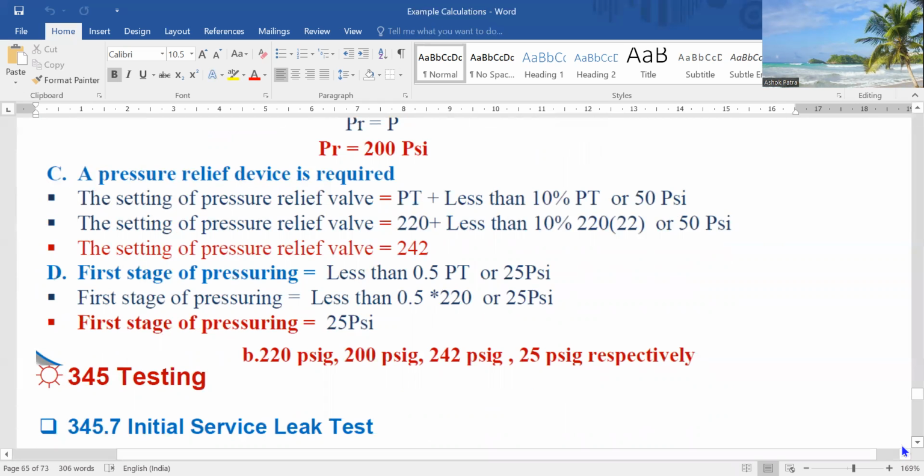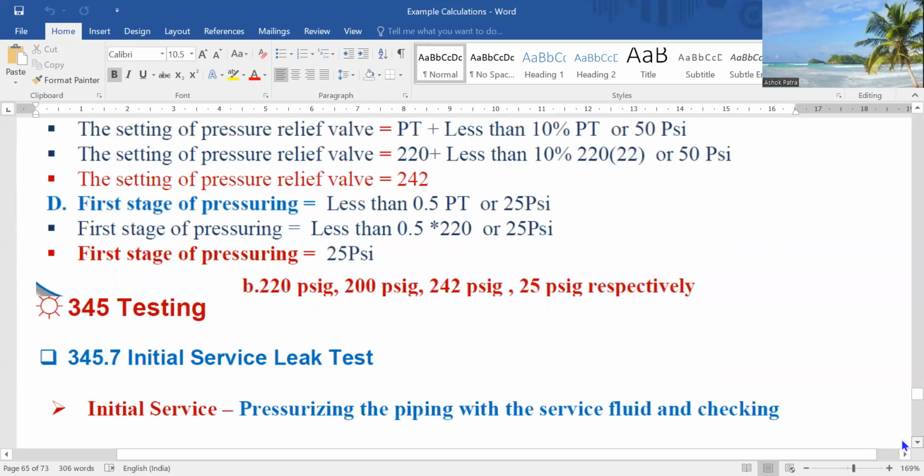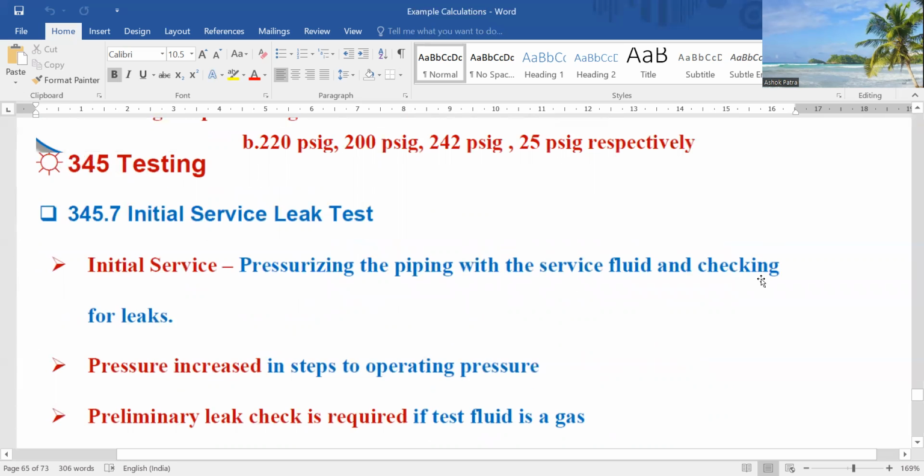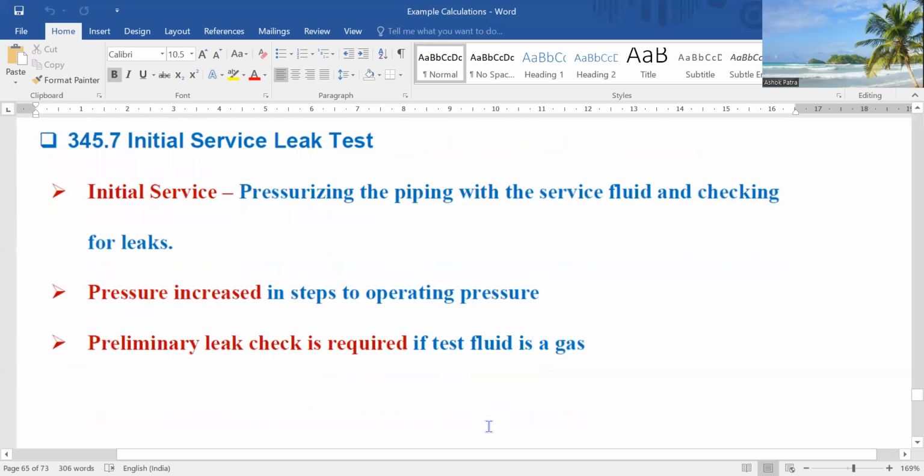Testing: initial service leak test. Initial service pressurizing piping with service fluid and checking for leaks. Pressure increases in steps to operating pressure. Preliminary leak check is required. The fluid is a gas.